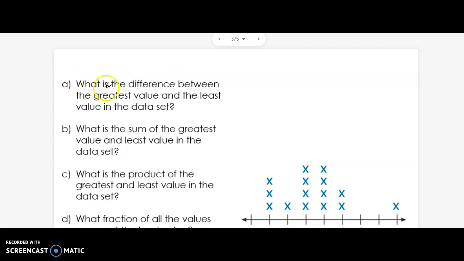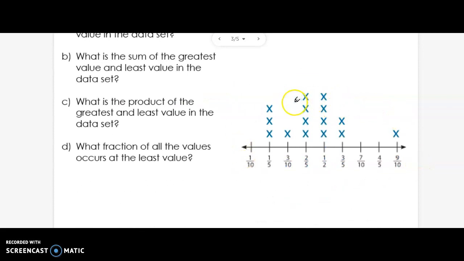It says, what is the difference between the greatest value and the least value in the data set? So here's my line plot. Let's understand it. It doesn't really have a title, and that's okay. We're just going to look at the data. Our line plot starts with 1/10 and it goes to 9/10. And then every item that would be reported at these specific data points is listed above. That's what our line plot is, right? So 3 items were 1/5. One item was 3/10. 1, 2, 3, 4 items were reported at 2/5. 1, 2, 3, 4 items were reported at 1/2. 2 items were reported at 3/5, and 1 item was reported at 9/10.